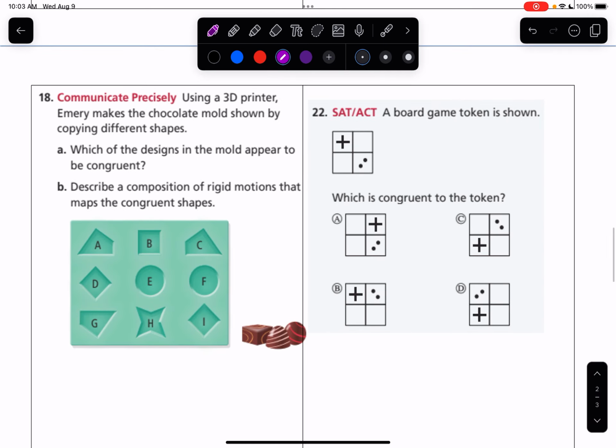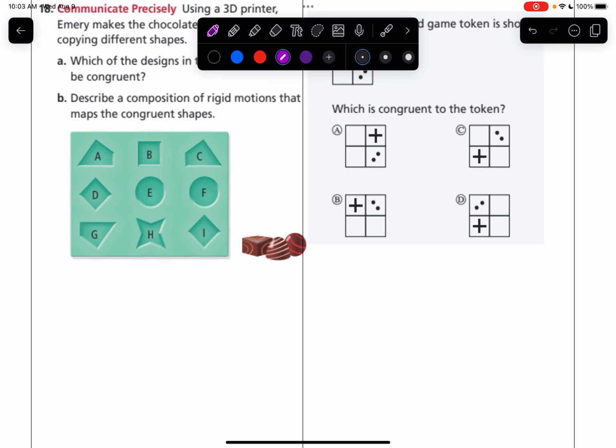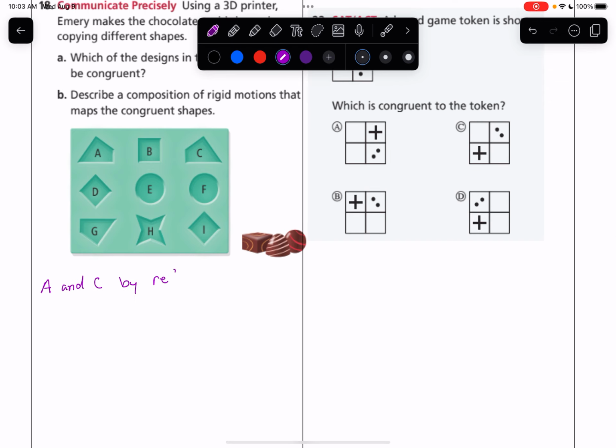Number 18, using a 3D printer, Emery makes a chocolate mold shown by copying different shapes. Which of the designs in the mold appear to be congruent? And describe a composition of rigid motions that maps the congruent shapes. So there's going to be a lot to this problem. There's a lot of shapes in here that can be congruent, and we can tell what rigid motion would map one onto the other. So for example, A and C are congruent by a reflection.